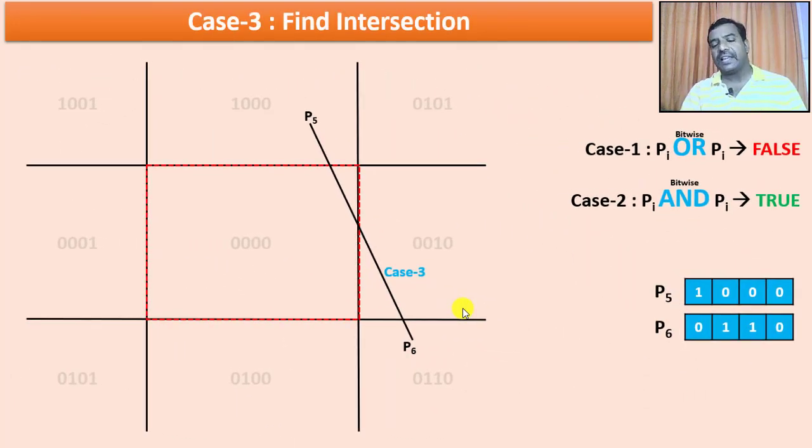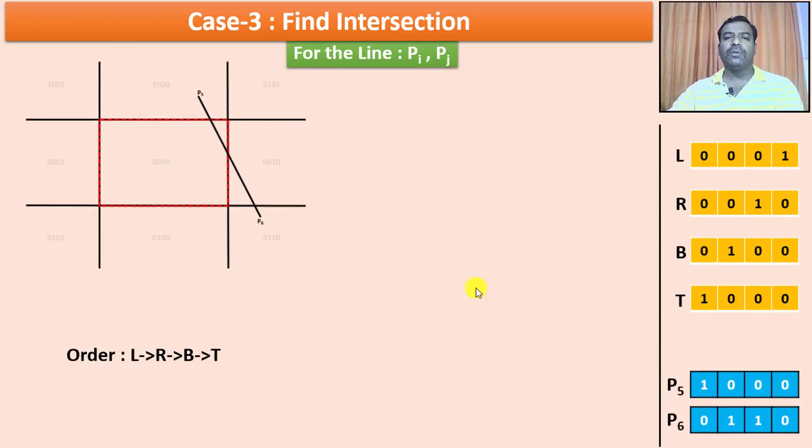If it is going to be in case 3, you are supposed to find the intersection of the line with the boundary and perform the clipping operation. That is what we'll see, how it is going to be done. And now in this, I am going to have a line as P5 and P6, and I am going to find the intersection as in case 3 using the region codes, P5 as 1000 and P6 as 0110. So now we'll just see how this is done.